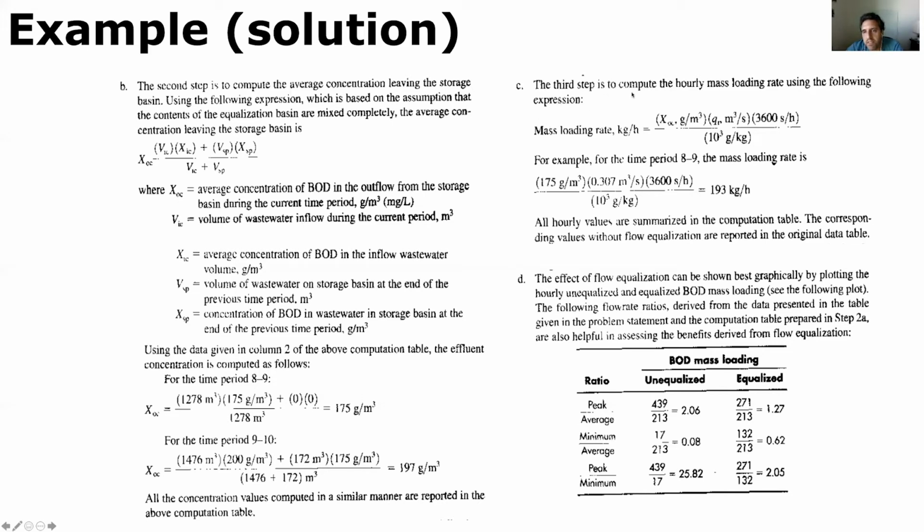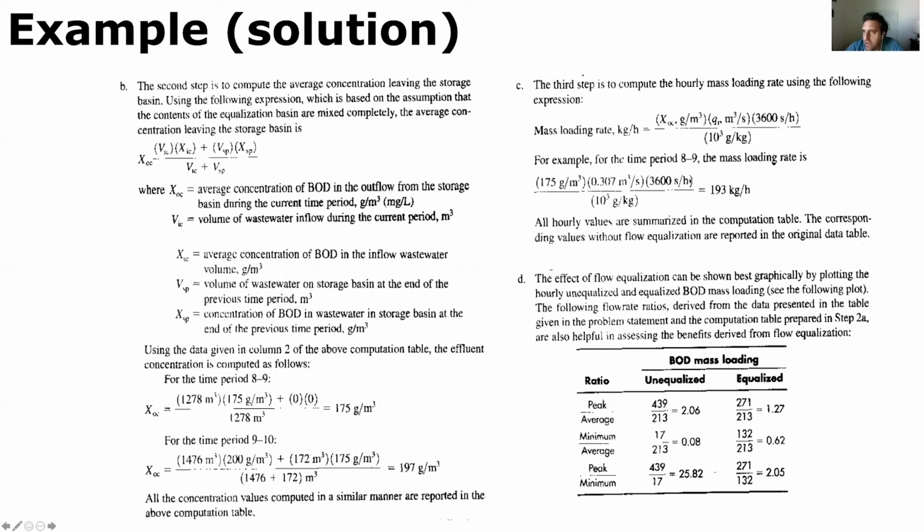All right, the third step is to compute the hourly mass loading rate using the following expressions. So we take that 175 milligrams per liter, multiply it by the average flow rate and the number of seconds in an hour. Convert that to kilograms. We can see that the mass loading during the period 8 to 9 is 193 kilograms per hour.